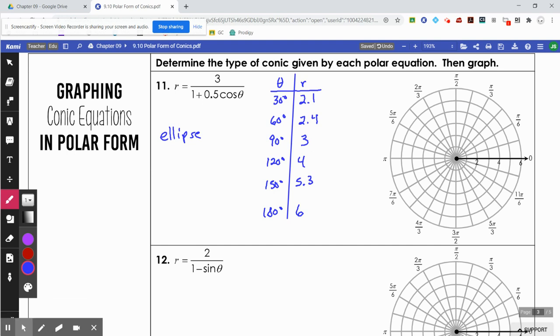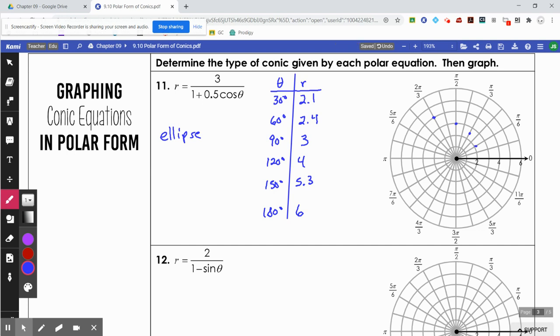And let's go ahead and plot those. So at 30 degrees, you have a radius of 2.1. So go up to 30 degrees, and there's a radius of about 2.1. 60 degrees would be 2.4, so somewhere right around in there. I should have put 0 degrees in as well, but we can go back and do that in just a second. At 90 degrees, I get a radius of 3. At 120 degrees, I get a radius of 4. So that's going to be right in there.